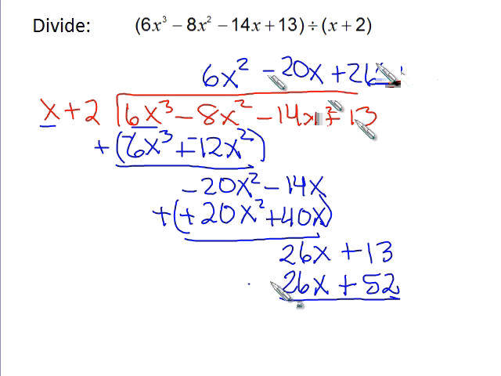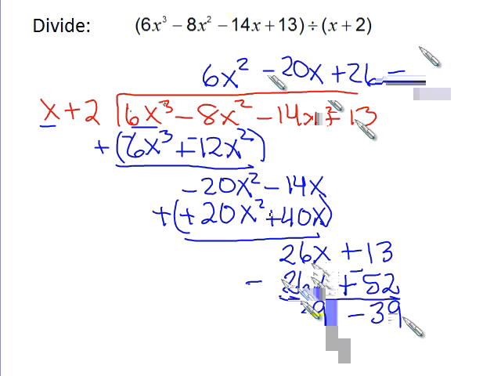And finally, I am subtracting these, so I'll go ahead and distribute that sign. The first term must cancel, and the second term becomes negative 39. So this is my remainder. I'm going to write my remainder as negative 39 over x plus 2. And because we have a remainder, it means that x plus 2 is not a factor of this polynomial.